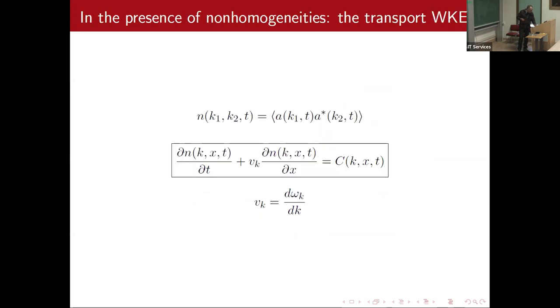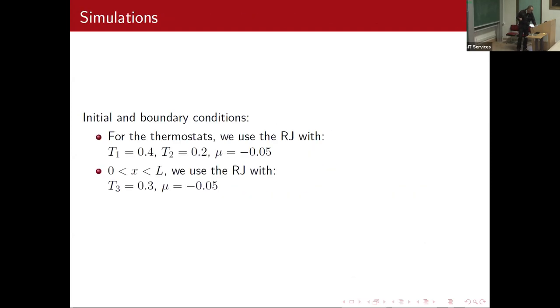Okay, so now what happens if we do numerical computations in the presence of nonhomogeneities? We have the transport wave kinetic equation, and we're working now on the two thermostats. We have this term, which is the advection. Vk is the group velocity, okay? And as I mentioned, the group velocity is larger for low wave numbers. So this term is large for low wave numbers, while the collision integral is very weak for low wave numbers, okay? And we did simulation of that.